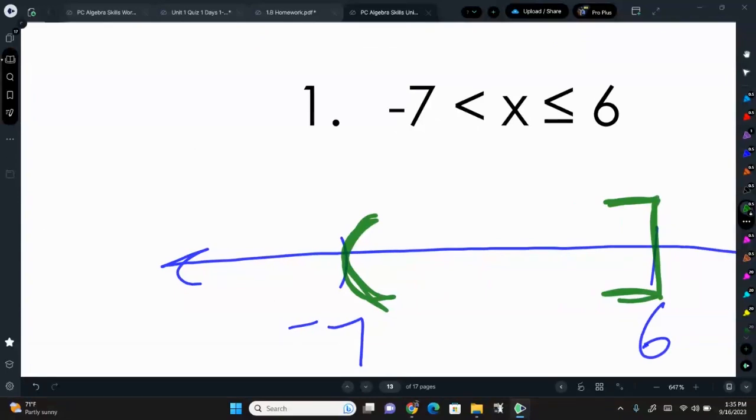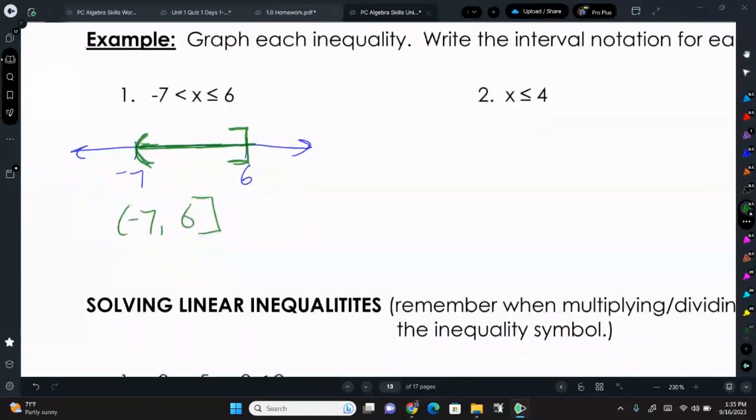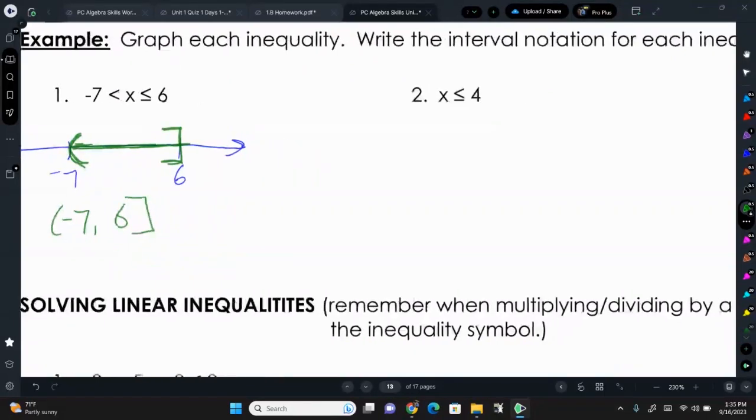So it would look like this, and then -7, 6. You can see how using this different way of graphing the inequality will help us write our solution in interval notation.